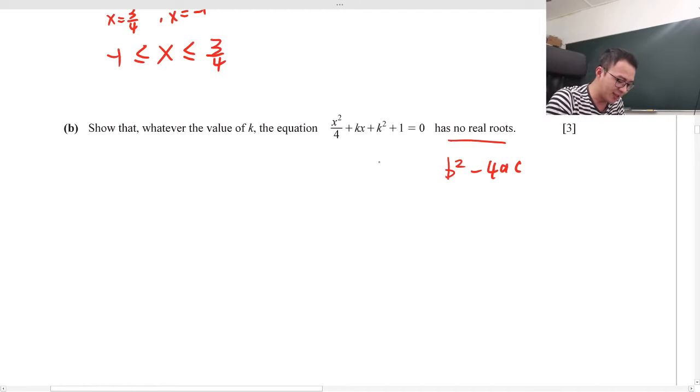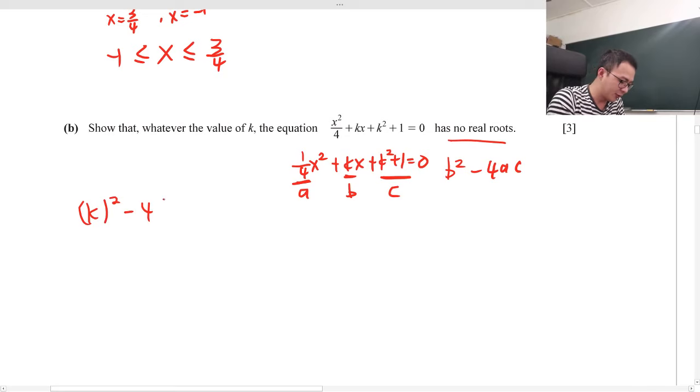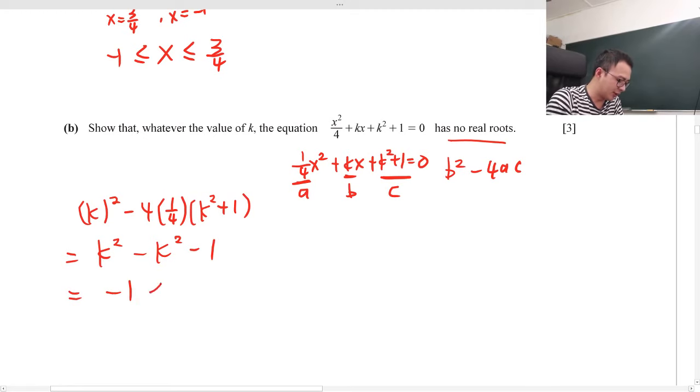Just in case some students do not know a, b, c, I will rearrange my equation. This is 1 over 4 x squared plus kx plus k squared plus 1 equals 0. So this is my a, this is my b, this is my c. So b squared minus 4ac equals k squared minus k squared minus 1, which is equal to negative 1, less than 0. Then I will say shown.